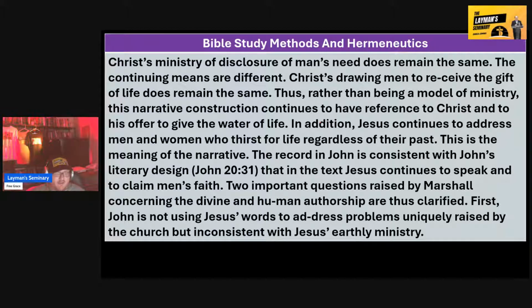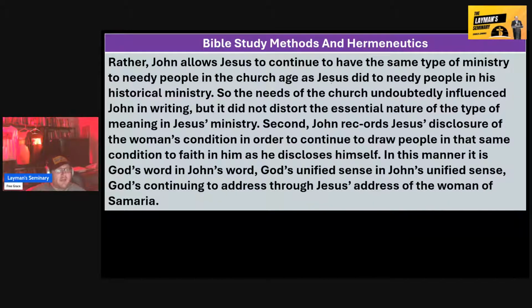Two important questions raised by Marshall concerning the divine and human authorship are thus clarified. First, John is not using Jesus' words to address problems uniquely raised by the church, but inconsistent with Jesus' earthly ministry. Rather, John allows Jesus to continue to have the same type of ministry to needy people in the church age as Jesus did to the needy people in his historical ministry. So the needs of the church undoubtedly influenced John in writing, but it did not distort the essential nature of the type of meaning in Jesus' ministry.